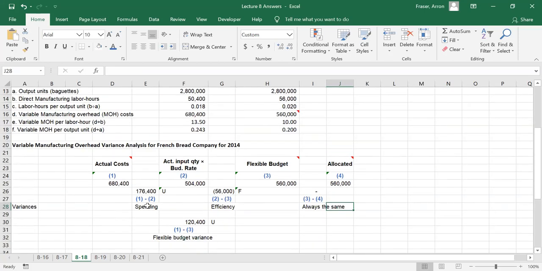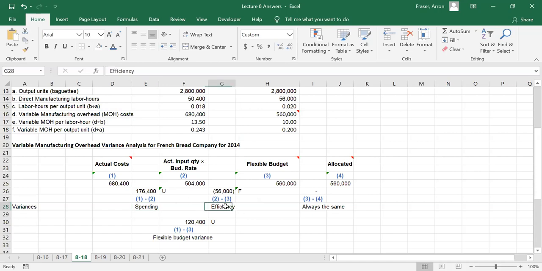So the calculation of the variances now, the spending variance is the difference between the actual cost and the actual input quantity times the budgeted rate. In this case, we have the actual cost being way more than the next figure, which is the actual quantity times the budgeted rate. Actual cost was $680,400, and the actual quantity times the budgeted rate was $504,000. So since actual was more than that figure, you will have an unfavorable or adverse variance of $176,400, and that's an adverse or unfavorable spending variance.